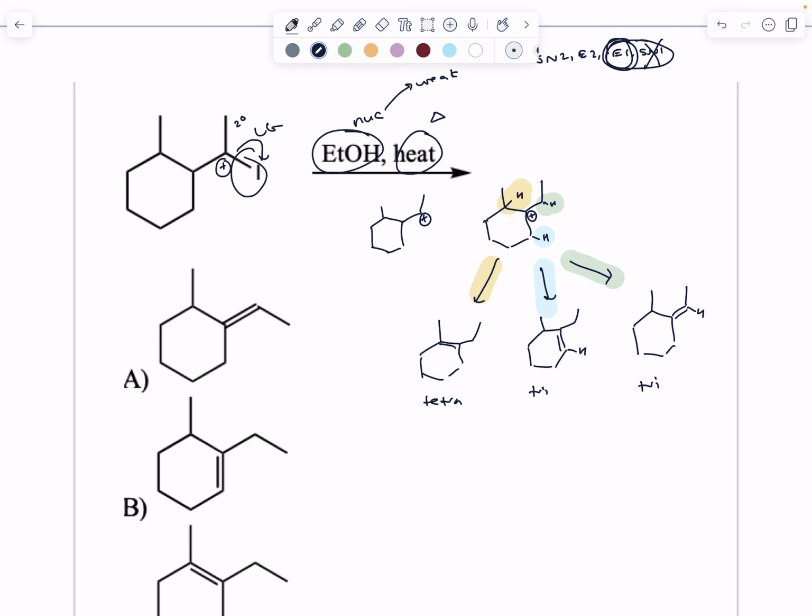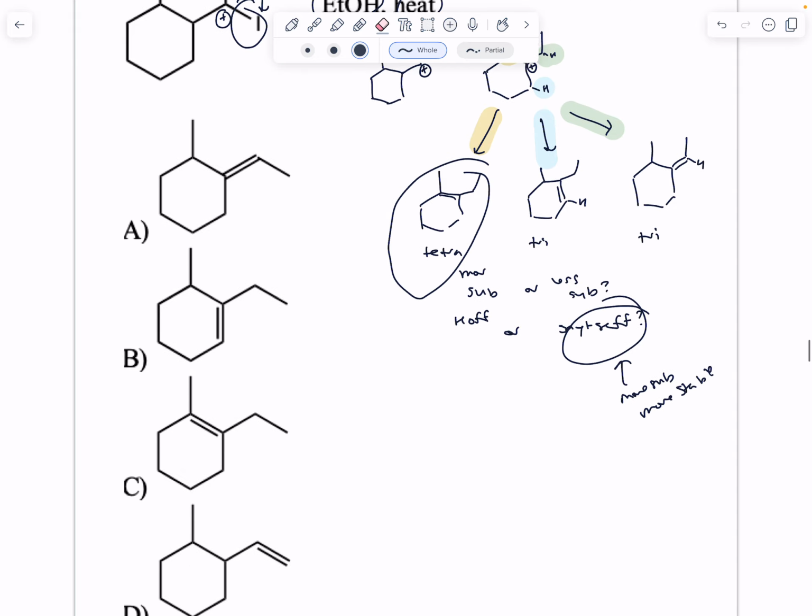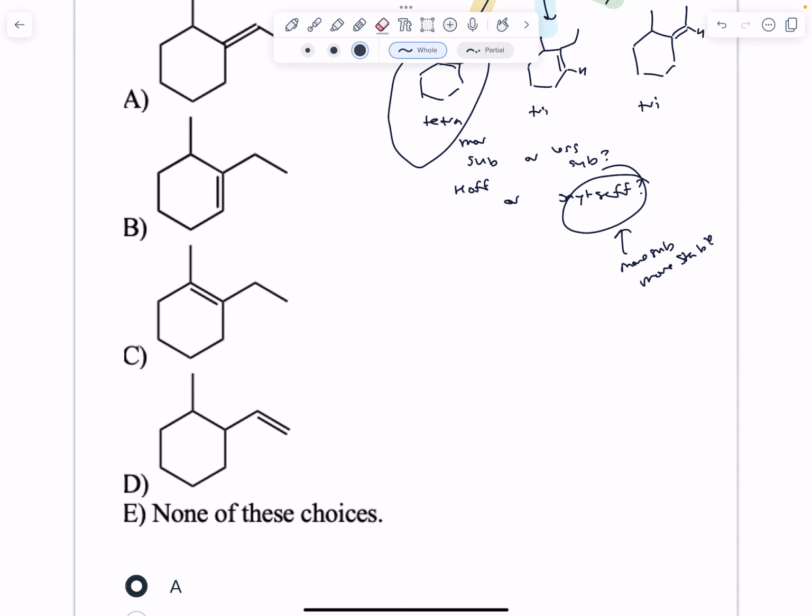So then the next question we ask is, is it going to favor the more substituted or less substituted? Another way of asking that is, is this Hofmann or Zaitsev? And because this is a weak nucleophile, the more substituted, more stable Zaitsev product is going to be favored, and the most substituted, most stable is this one right here. So that would be answer choice C.